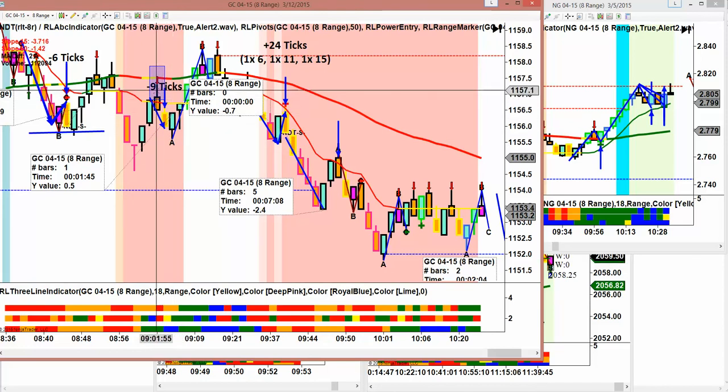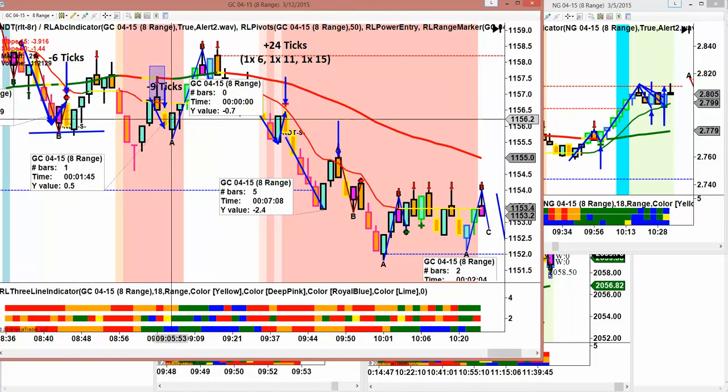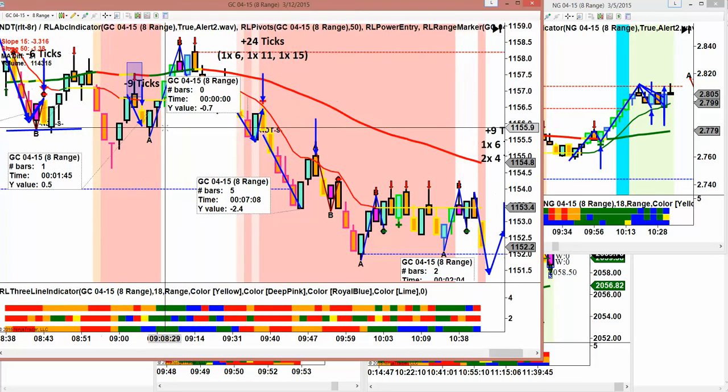2 trades this morning were down 15 ticks on 3 contracts, down $450. What a way to start the morning. Both of these trades could have easily been deleted, and I shouldn't have taken them. Very, very poor management on my part.